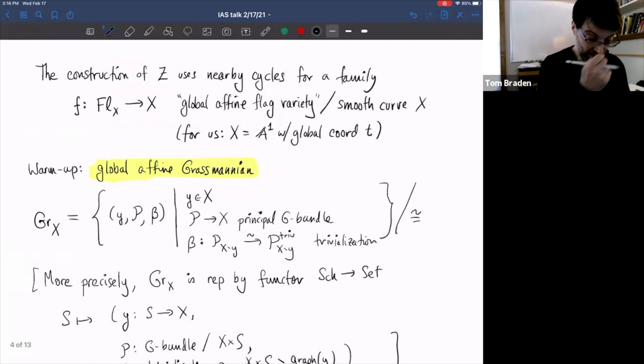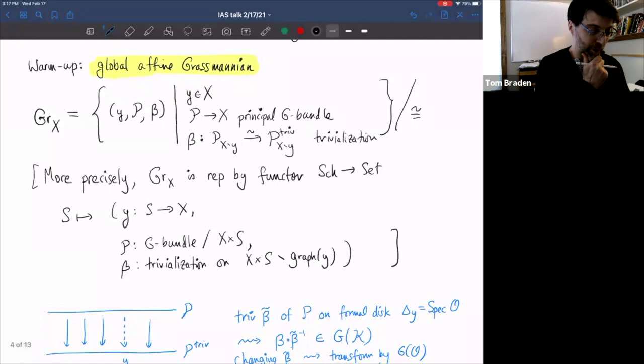So what I want to talk about is how you construct these sheaves. The quick Cliff's Notes version of what you're going to do is apply the nearby cycles functor to a global version of the affine flag variety, which is a family over a smooth curve whose fiber over one point is the affine flag variety, and whose fiber over a general point is the Grassmannian times a finite flag variety. This is the sort of moduli interpretation of affine flag varieties and Grassmannians.